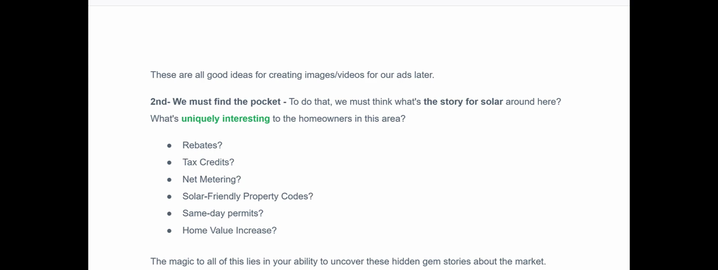Are there local rebates for it? Are there tax credits? Are there friendly property codes, like same-day permits, things like that? Do you have an advantageous net metering program? Like, what is the thing that makes it good for them to go with your product in their market? Ultimately, you're trying to find something that most people don't know about, something that you can uncover for them, and this is ultimately going to create your pocket angle.